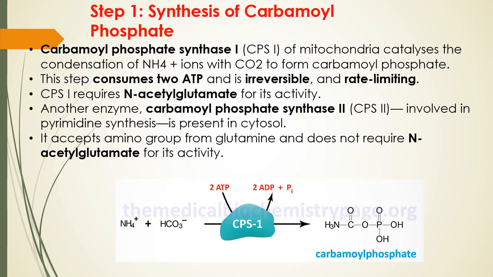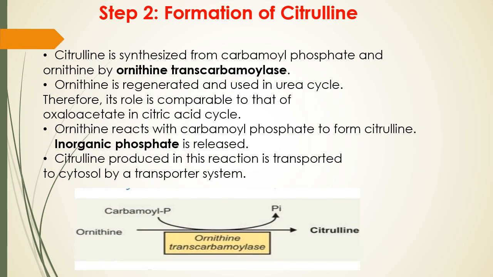Step 1. Synthesis of carbamoyl phosphate. Carbamoyl phosphate synthase 1 of mitochondria catalyzes the condensation of NH4+ ions with CO2 to form carbamoyl phosphate, and this step consumes 2 ATP and it's an irreversible process. Step 2 is formation of citrulline. Citrulline is synthesized from carbamoyl phosphate and ornithine by ornithine transcarbamylase, and ornithine is regenerated and used in urea cycle.